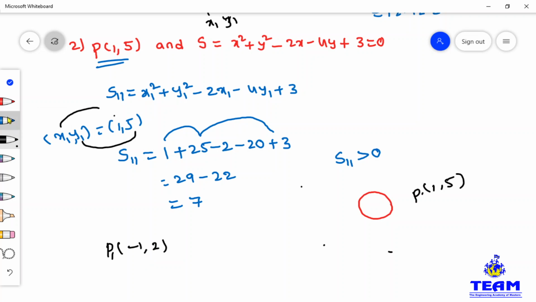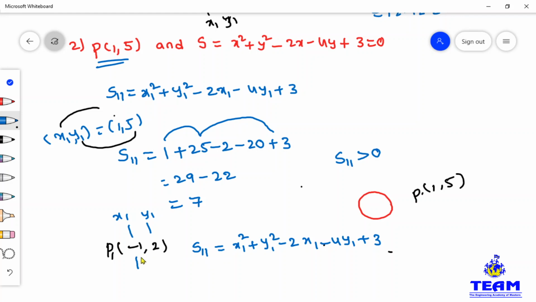So what we have to do in this case: in place of x1 we have to substitute minus 1, in place of y1 we have to substitute 2 in the S11. Okay friends, what is S11 actually? S11 is x1 square plus y1 square minus 2x1 minus 4y1 plus 3. That's it. Not equal to 0, friends. The circle equation is equal to 0, but here we are finding S11 only, not equal to 0.